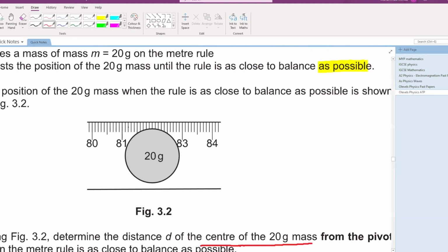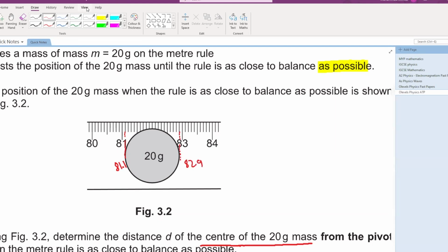If you realize, this is the first point. Let me choose a thinner marker. If you realize the 20-gram mass is starting from this point, that is 81.1, and it is ending at maybe this point, that is 82.9.